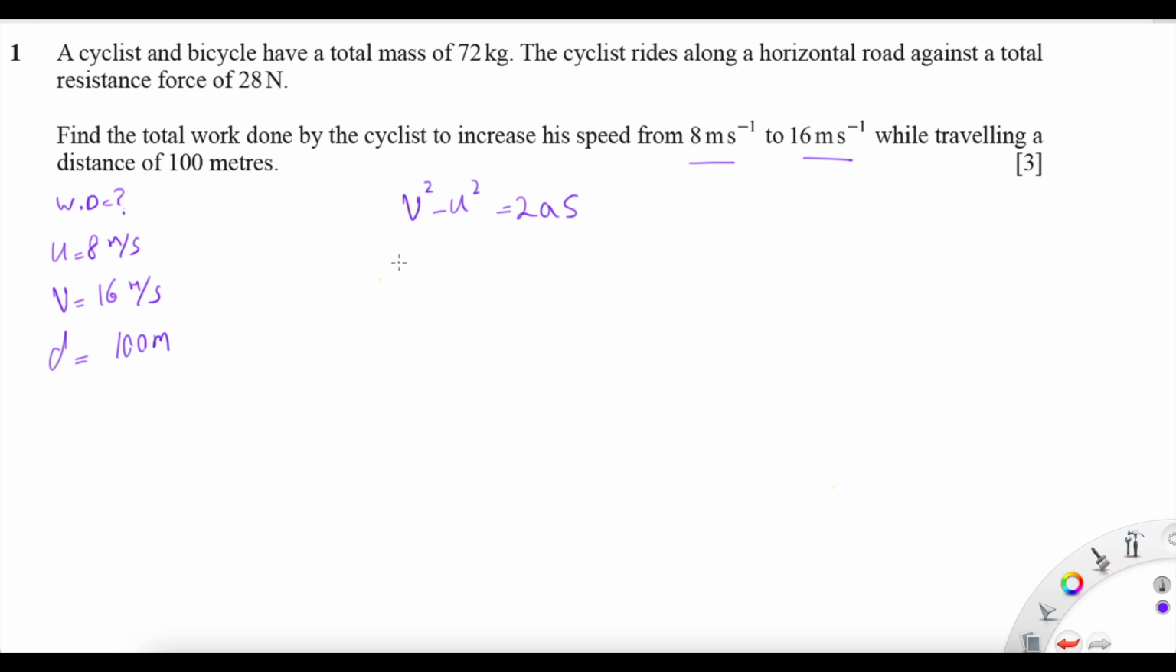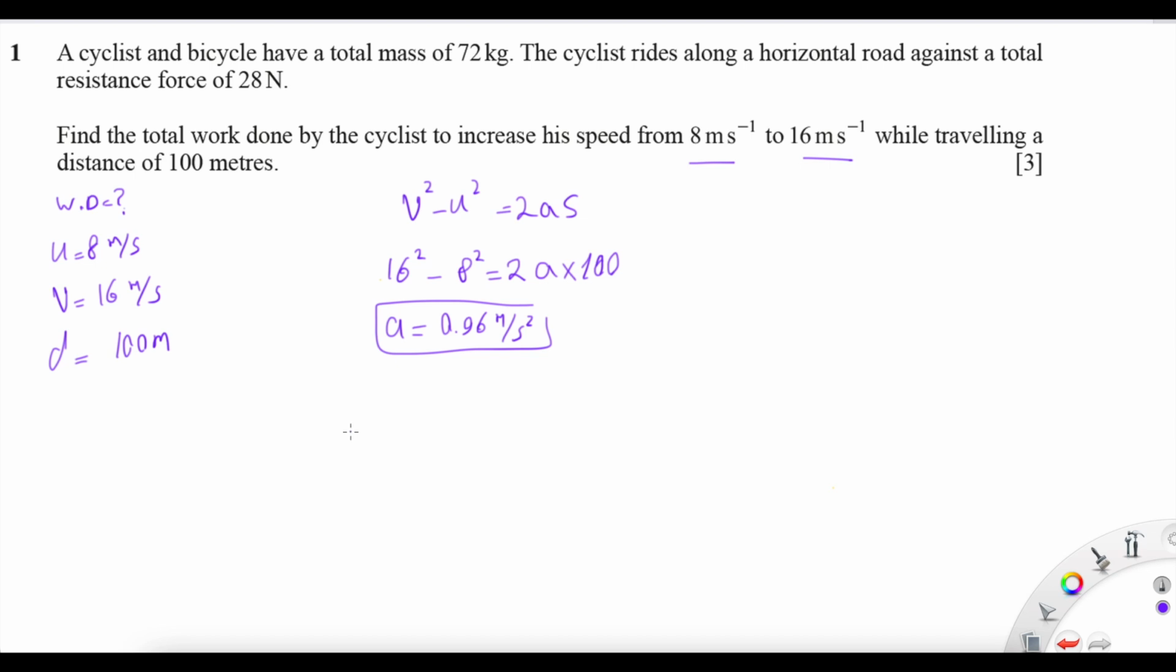So, final velocity 16 squared minus initial 8 squared is equal to 2 times a, which is unknown, times displacement, which is 100 meters. Solving this equation gives us 0.96 meters per second squared as the acceleration.